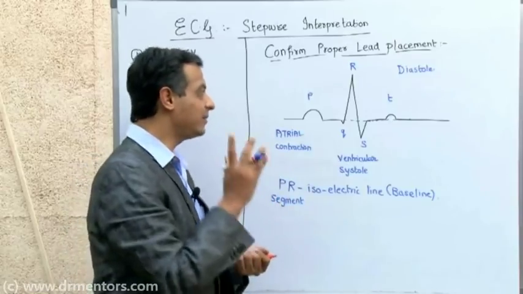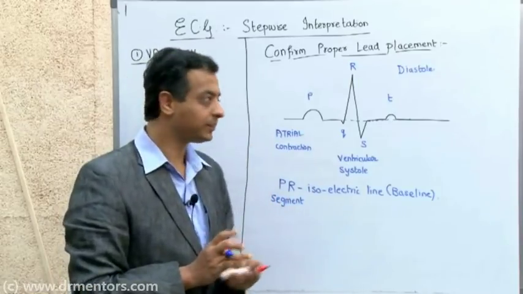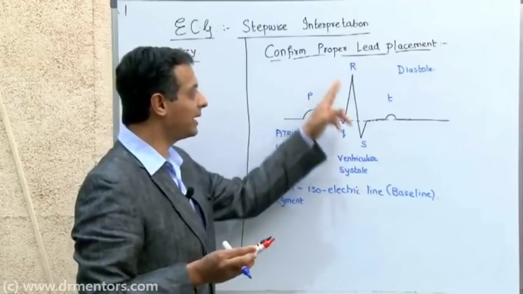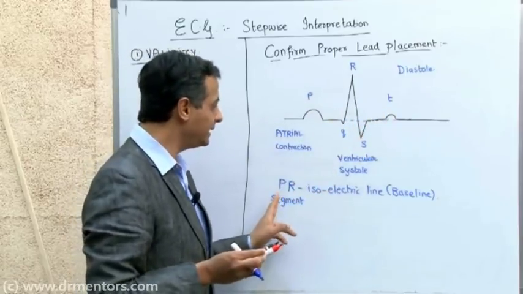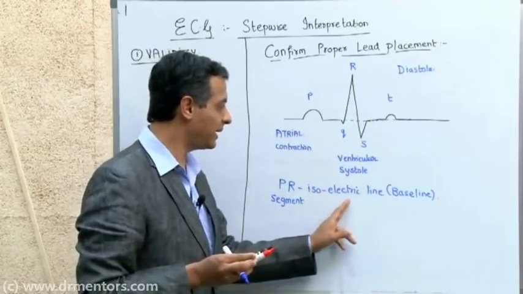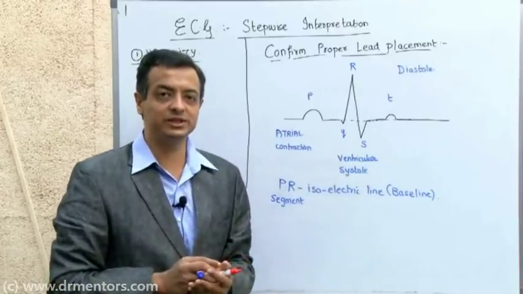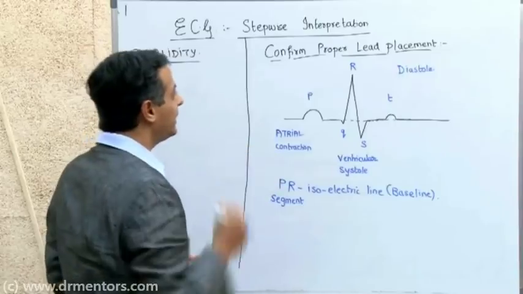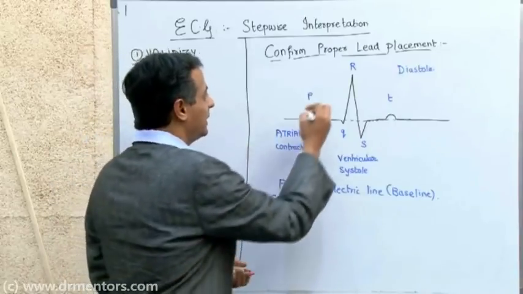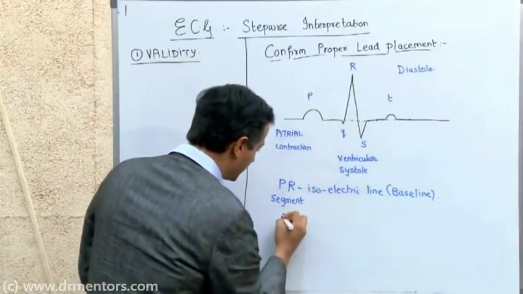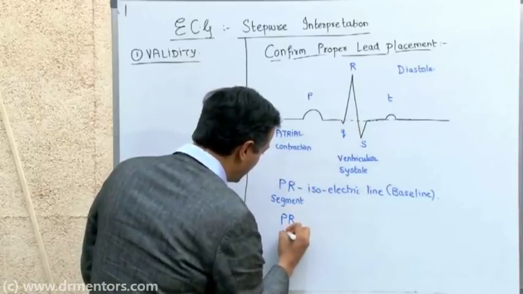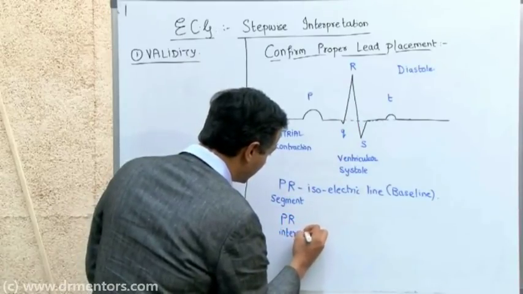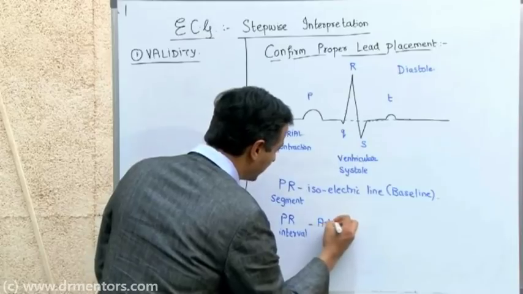These are the basic words that we must understand. So P, QRS complex, T and the PR segment, the isoelectric line of the ECG, is what we must be familiar with, right? Now going ahead, what we want to know, the PR interval is going to tell us about the AV conduction time.